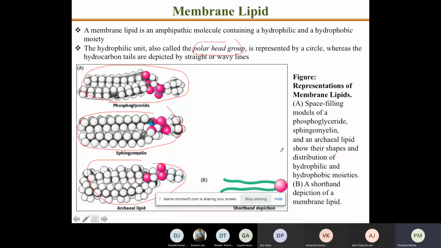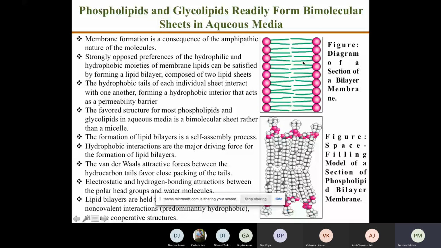So if I want to give a shorthand depiction, this is the hydrophilic part of the membrane, and this is the fatty acid chain. It is always shown as a wavy structure. So whenever we have seen it in the membrane, this structure represents the phospholipid. And these chains are fatty acid chains. This part is showing the alcoholic group of the phospholipid.